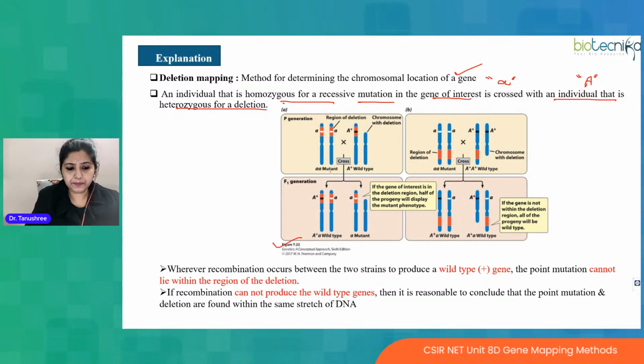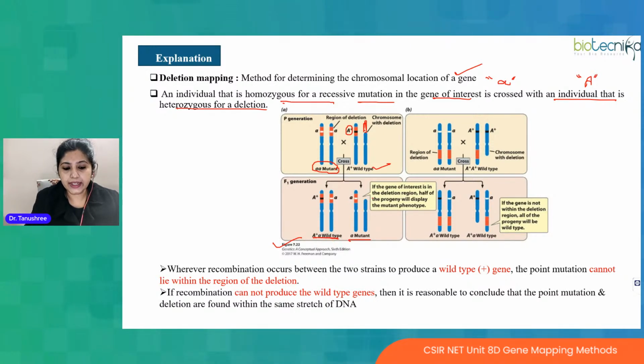So if you look here, this is an individual which has a mutant allele, and this is another individual which is wild type because it has the wild type allele. But in one of the chromosomes, the deletion is there. You can see this portion is deleted where the gene is present. So always remember, when such individuals are crossed, half of the progeny formed will display the mutant phenotype and half will display the wild type.